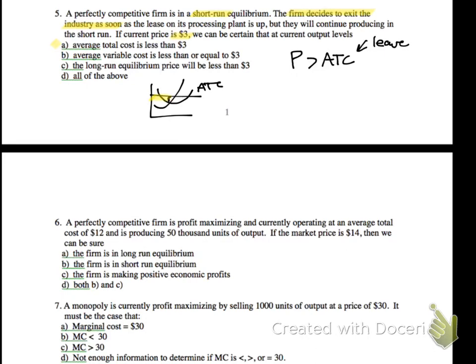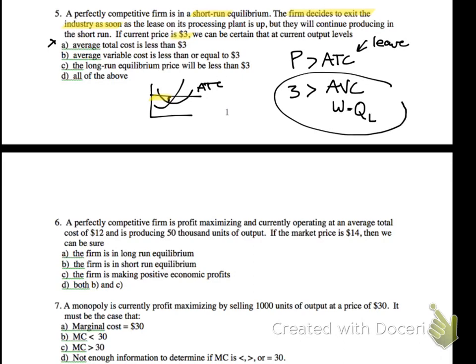Next we have average variable cost is less than or equal to 3. Average variable cost pretty much is the amount of money that you're paying for your workers. So if you have this, it's less than or equal to 3. Then if you can't cover your labor, so this is wage times quantity of labor pretty much, then you have to shut down immediately.